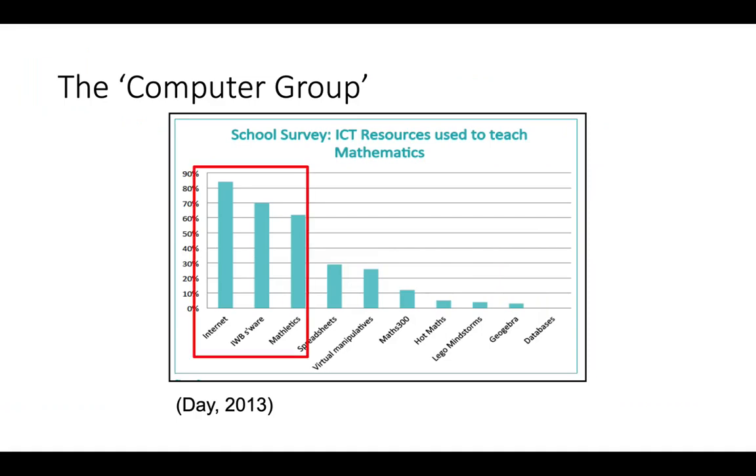But just before I do that, I wanted to draw your attention to this research by Lorraine Day from 2013. She looked at primary schools in Western Australia and did a survey about how technology was being integrated in primary mathematics at the time. You can see that by far and away, the most common use was internet. Then it was the interactive whiteboard software that was being used, and third was Mathletics.